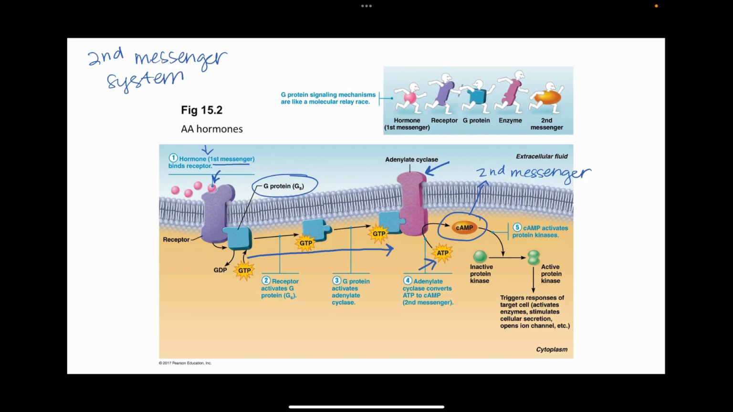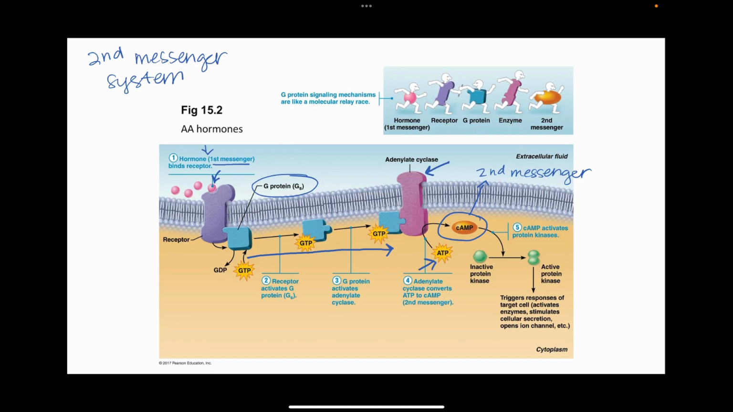Okay. So again, the hormone binds to the receptor, causes a conformation change, which activates the G protein. The G protein slides across the plasma membrane, activates the enzyme, and then the enzyme is going to create that second messenger, that cyclic AMP. And then the cyclic AMP is going to trigger responses of that target cell, which could be making enzyme, which could be stimulating secretion, which could open or close ion channels, or any one of those examples that we've given you.